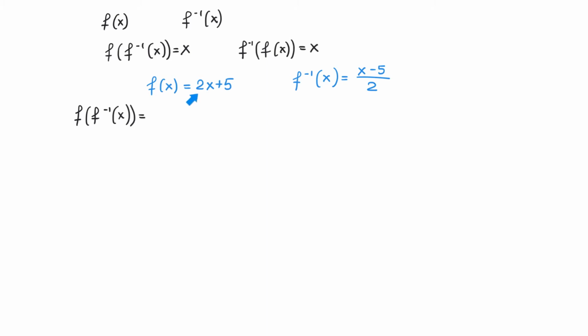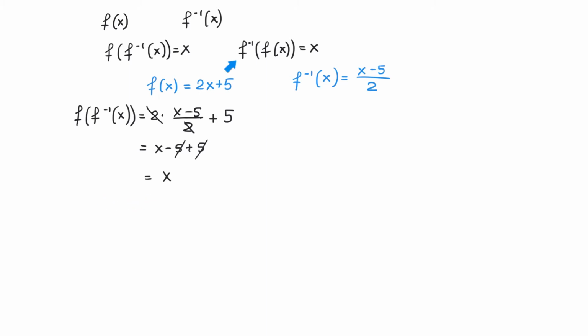This means that in this main function we will replace x with x minus 5 over 2. So let's bring 2 down, and then in place of x we will have x minus 5 over 2. Then we will bring down 5. Here 2 and 2 will cancel. Then x minus 5 plus 5 will cancel 5 and negative 5, and the result will be x. So we see here that the composition of these two functions gives us x.